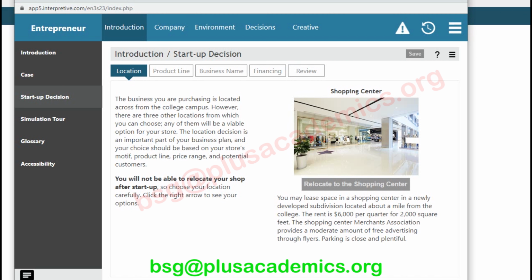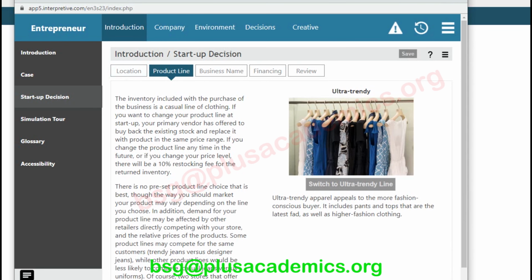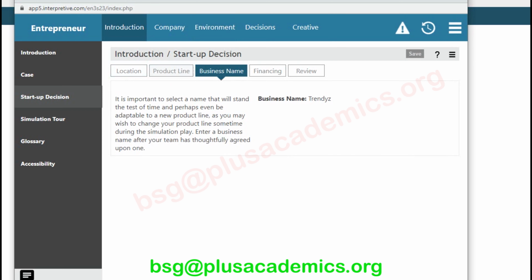In this case, we have selected a new location to be shopping center, and the product line we'll be selling is ultra trendy clothes, and the financial option is private loan. That's all you need to know, or what you need to do while you are starting this decision in the interpretive entrepreneur simulation. When you are done with that, you need to understand the company.